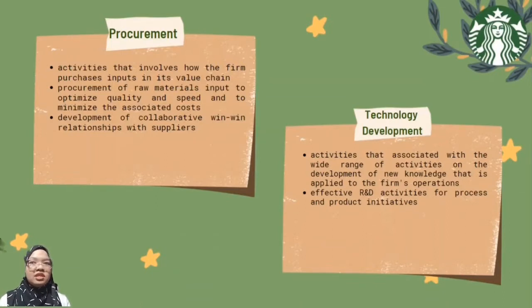The factor to consider in this activity is the procurement of raw materials. Procurement is considered vital to the company. Therefore, they need to procure the best quality of material inputs and at the most competitive rates. Next is the development of collaborative win-win relationships with suppliers. In order for a company to find competitively priced material, they need to find a reliable supplier.